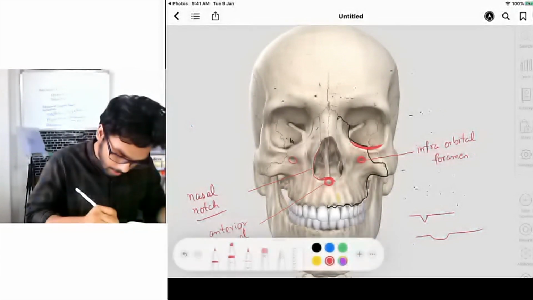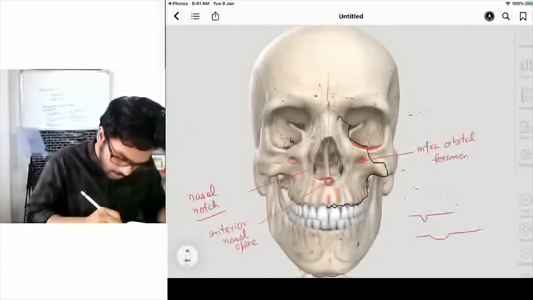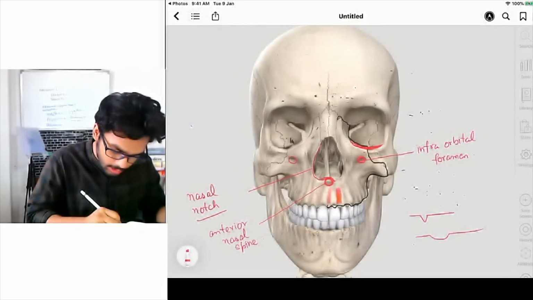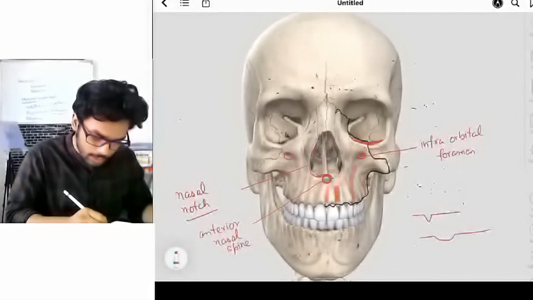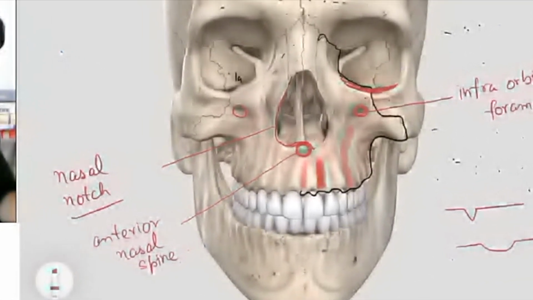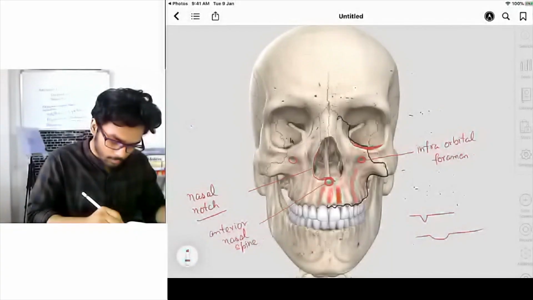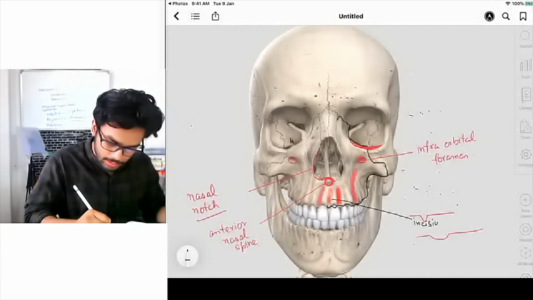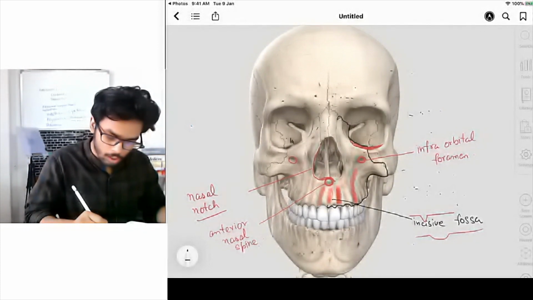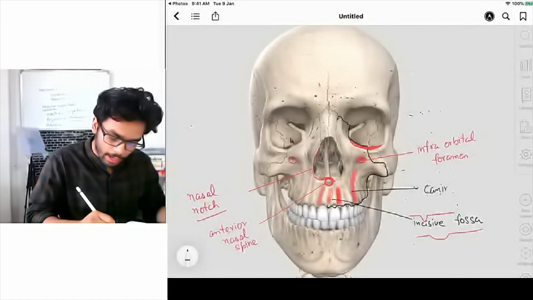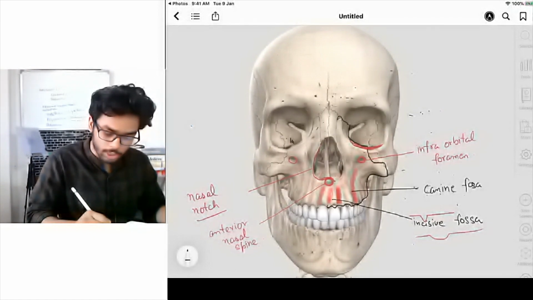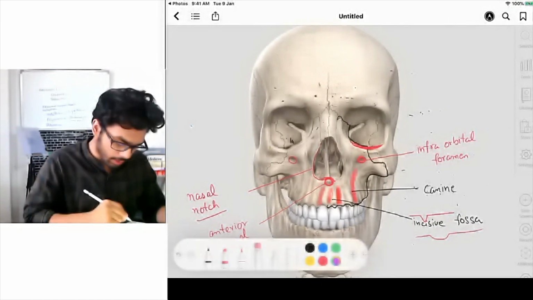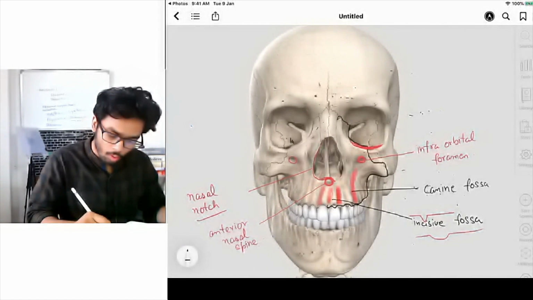Let me mark it with red. This is incisive fossa. Can you see this part? And here you have the canine fossa. This is known as canine fossa. Here you have the incisive fossa, and here this structure is known as canine fossa. We will study about these structures and also know their significance. Am I clear?